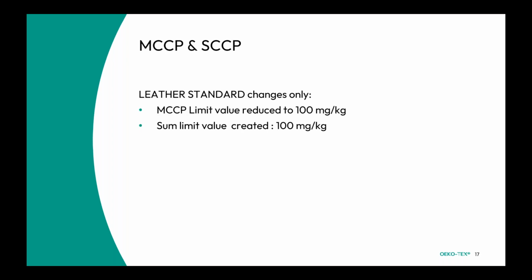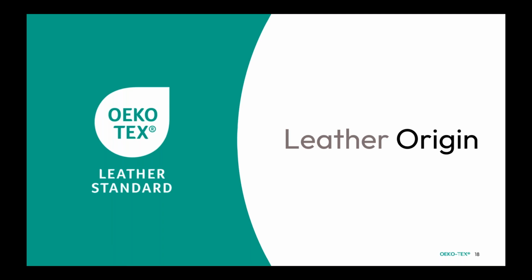We also had some changes for MCCP and SCCP, specifically for the leather standard. The MCCP limit value is reduced to 100 milligrams per kilogram. And the sum limit value created here is 100 milligrams per kilogram as well, so for MCCP and SCCP. With that, we are finished with the limit value changes for the Standard 100, OEKO-Passport, and leather standard.